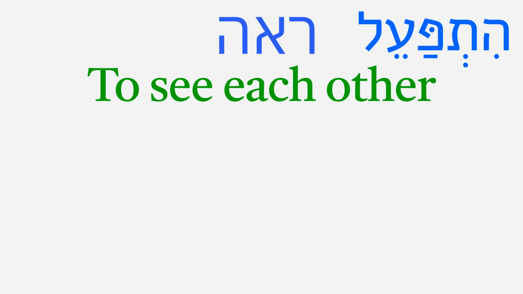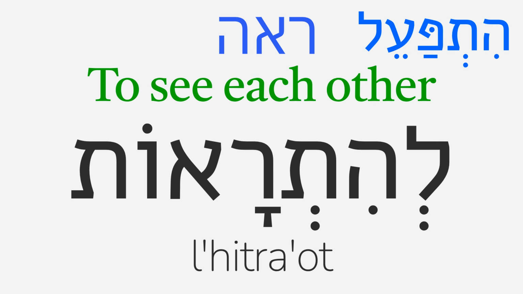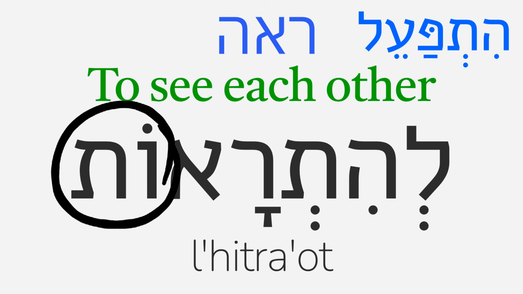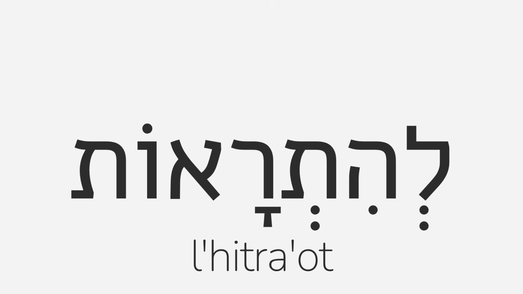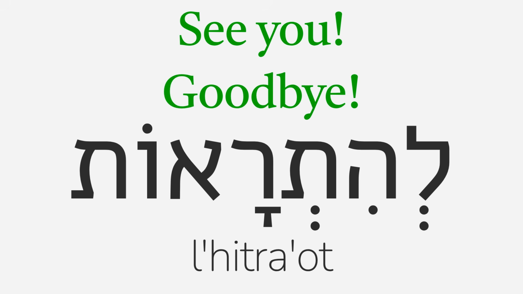This root has two root letters that can make its Hitpael verbs irregular. The guttural second root letter aleph, as we said, and the third root letter hey. The infinitive to see each other replaces the regular last tsere vowel and third root letter hey with a vav with cholam and tav that say ot, making the irregular verb lehitra'ot, to see each other. In modern Hebrew, lehitra'ot is not only used as a verb, but also as a farewell. Lehitra'ot, see you, or goodbye.